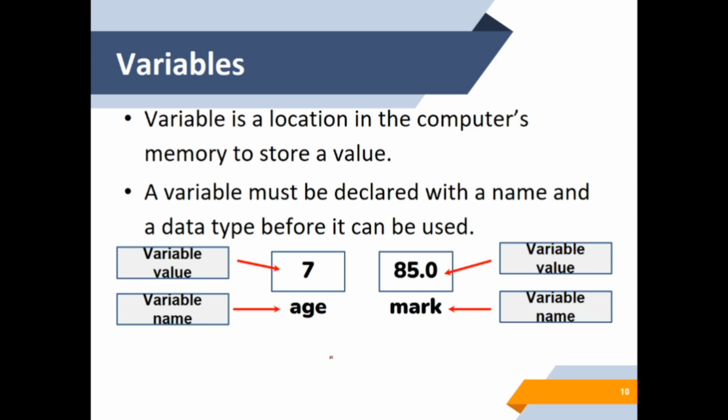The second term is variable. What is a variable? A variable is a location in the computer's memory to store a value. A variable must be declared with a name and a data type before it can be used. Can I give you an example? Age. Age is the variable name and the variable value is 7. Mark is the variable name and the variable value is 85. This is a very simple example. And a variable must follow the rules of identifiers. Variable is one example of an identifier.